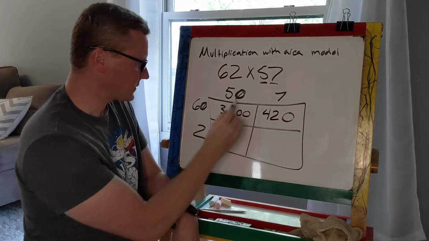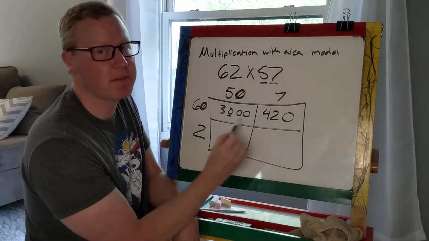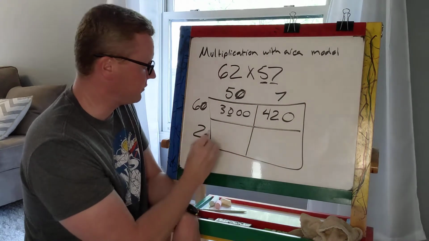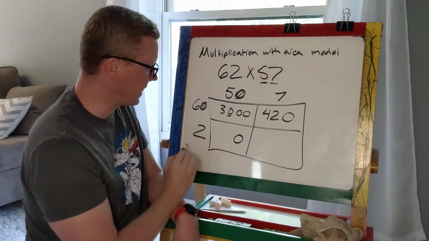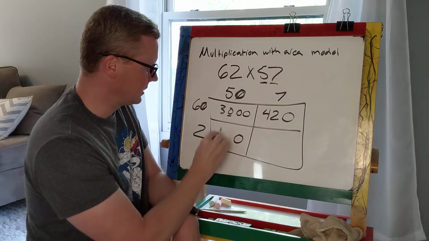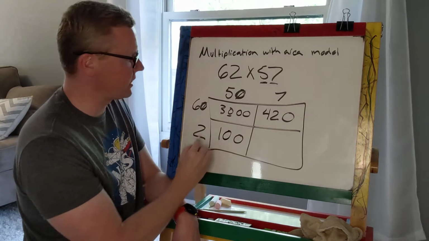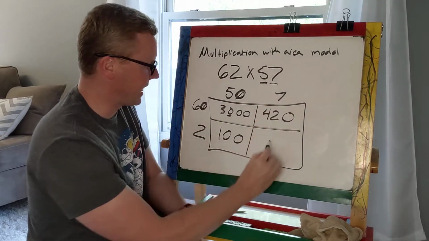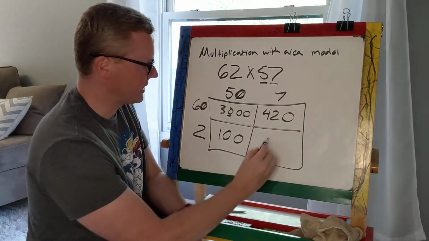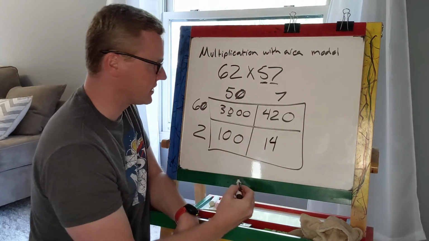42. Now we're going to do 2 times 50. Some of you know it right away. If you don't, you can always count your zeros. 1, 5 times 2 is 10, and it's 100. Some of you just saw right away, 2 50s is 100. And the last one we have is 2 times 7, and that is 14.